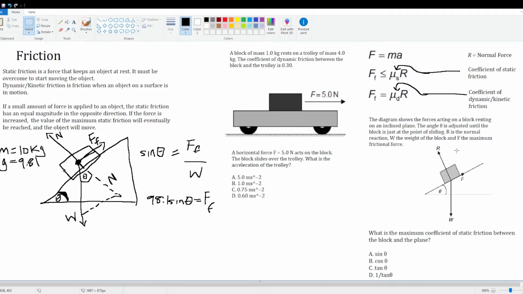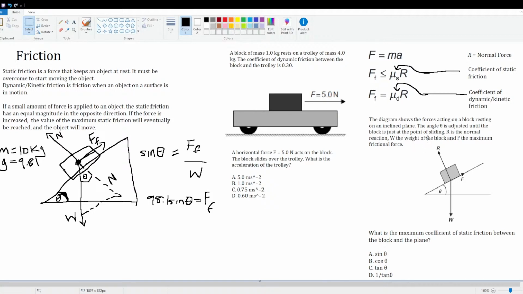The angle is adjusted until the block is just at the point of sliding. R is the normal force, normal reaction. W is the weight of the block, and F is the maximum frictional force. Right, so it says the angle is adjusted until the block is at the point of sliding.